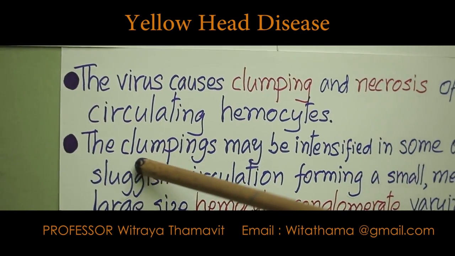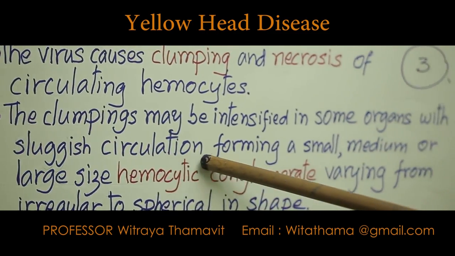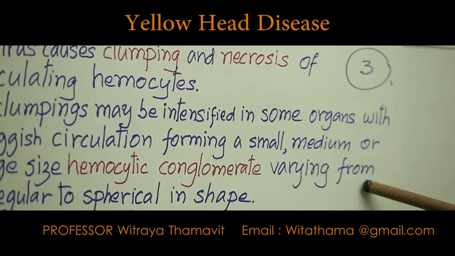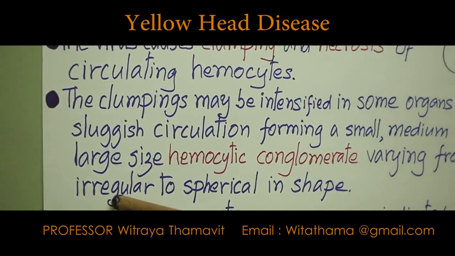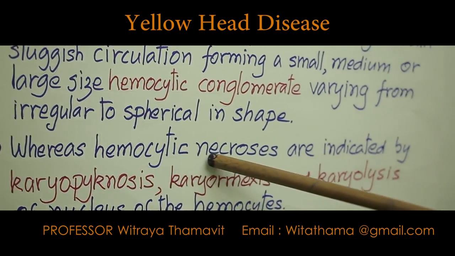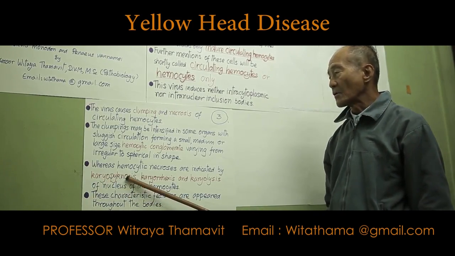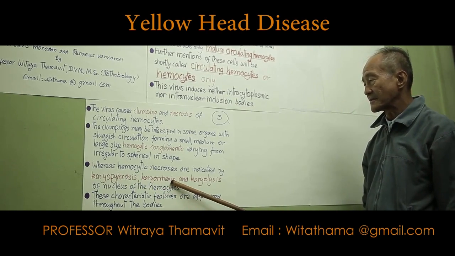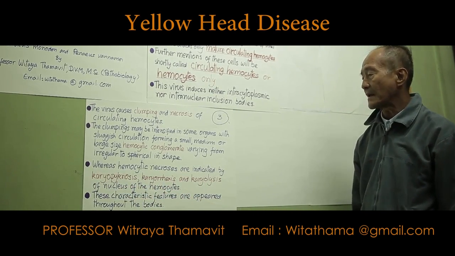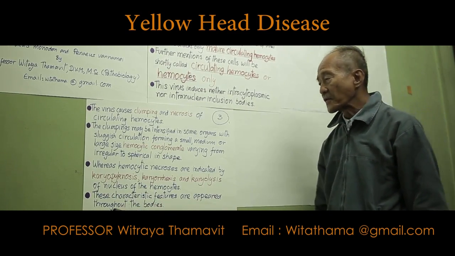The clumping may be intensified in some organs with sluggish circulation, forming a small, medium or large size hemocytic conglomerate, varying from irregular to spherical in shape. Whereas hemocytic necrosis is indicated by karyopyknosis, karyorrhexis, and karyolysis of the nucleus of hemocyte. These characteristic features appear throughout the body.